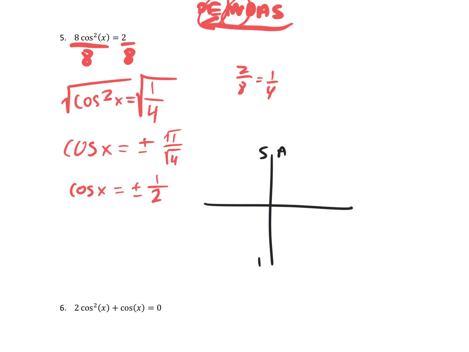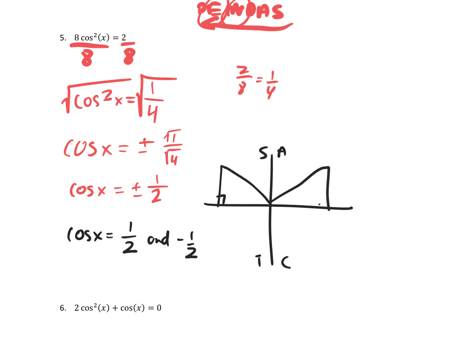So now that I know my cosine of x is equal to plus or minus 1/2, I can consider that I'm actually going to have all of my reference triangles in every single one of my quadrants. Because if the cosine of x is equal to a positive 1/2 and negative 1/2, we will have a reference triangle in every single quadrant.